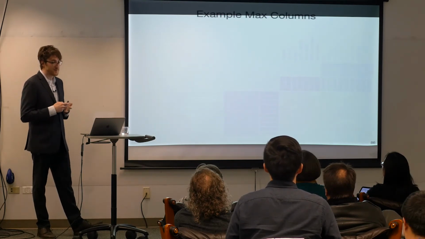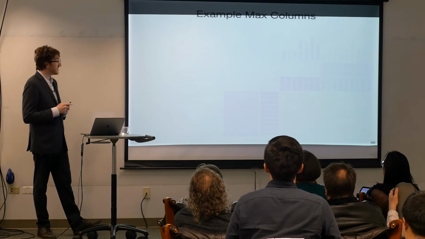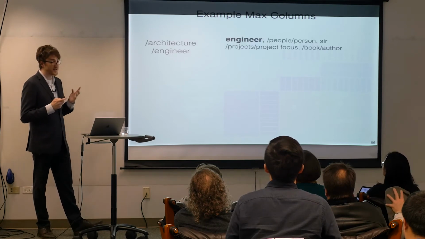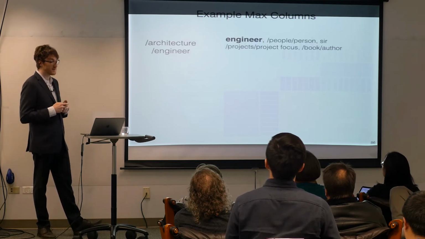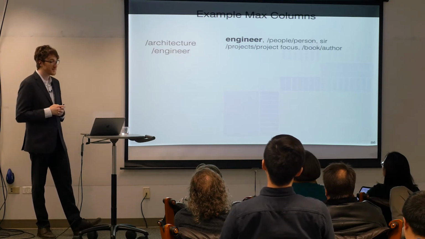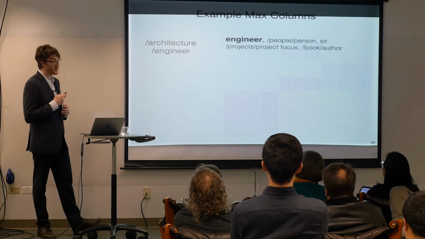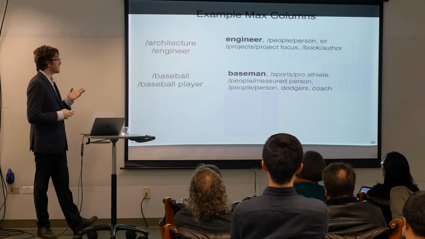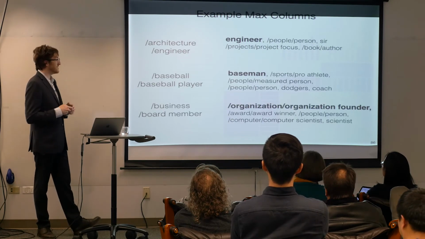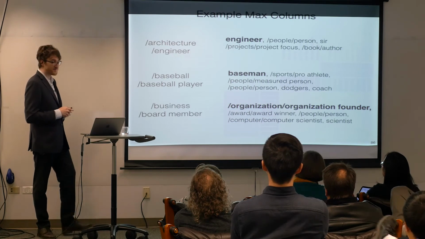So we can look at some of the examples from our entity typing experiments where on the left, we're going to have a query, and on the right is a set of observed types, and bold is the maximum scoring type. So we can see things like architectural engineer being predicted with the text mention engineer, baseball player being predicted by baseman, and board members being similar to organizational founders.